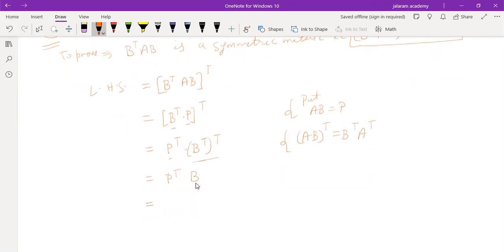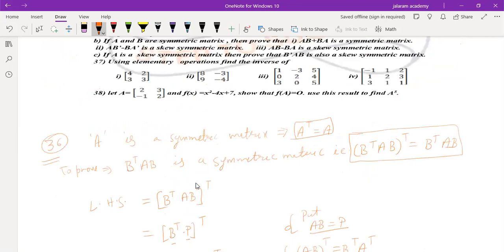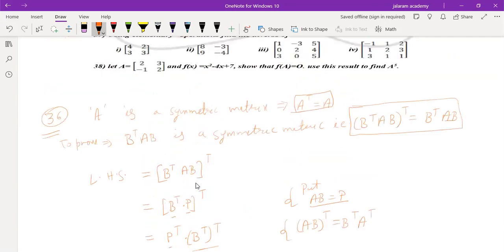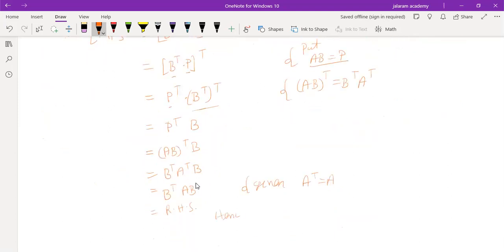Again, this P is AB. So in place of P, we write AB whole transpose into B. Now AB whole transpose means B transpose A transpose into B. Again, this A transpose equals A, given in the question, as A is a symmetric matrix. Equals RHS. Means B transpose AB whole transpose equals B transpose AB. Hence proved.